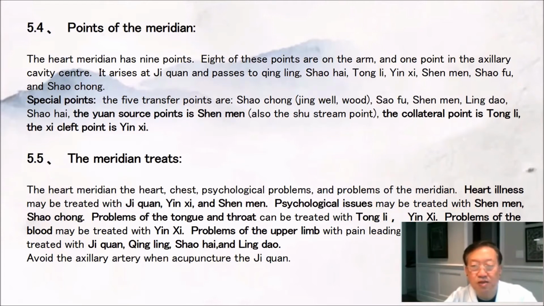The meridian treats. The heart meridian treats the heart, chest, psychological problems, and problems of the meridian. Heart illnesses may be treated with Jichuan, Yinxi, and Shenmen. Psychological issues may be treated with Shenmen and Shaochong. Problems of the tongue and throat can be treated with Tongli and Yinxi. Problems of the blood may be treated with Yinxi. Problems of the upper limb with pain leading to numbness may be treated with Jichuan, Qingling, Shaohai, and Lingdao. Avoid the axillary artery when using acupuncture on Jichuan.